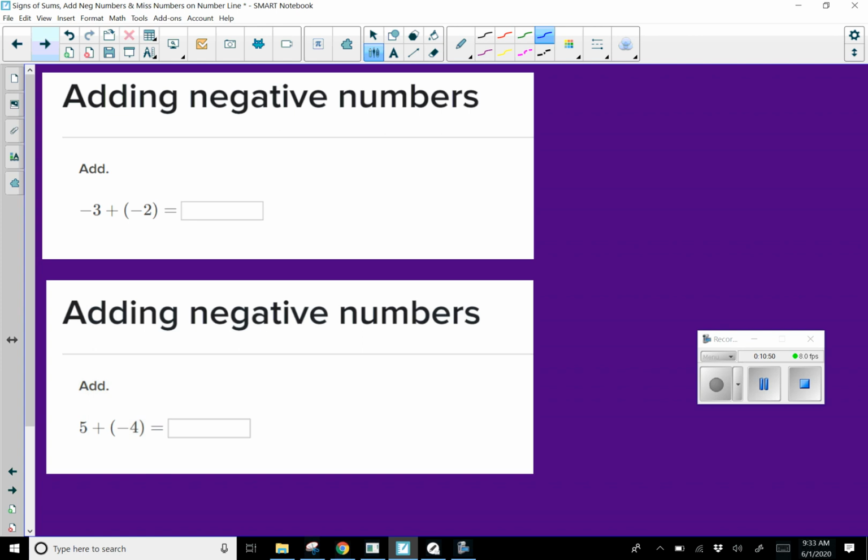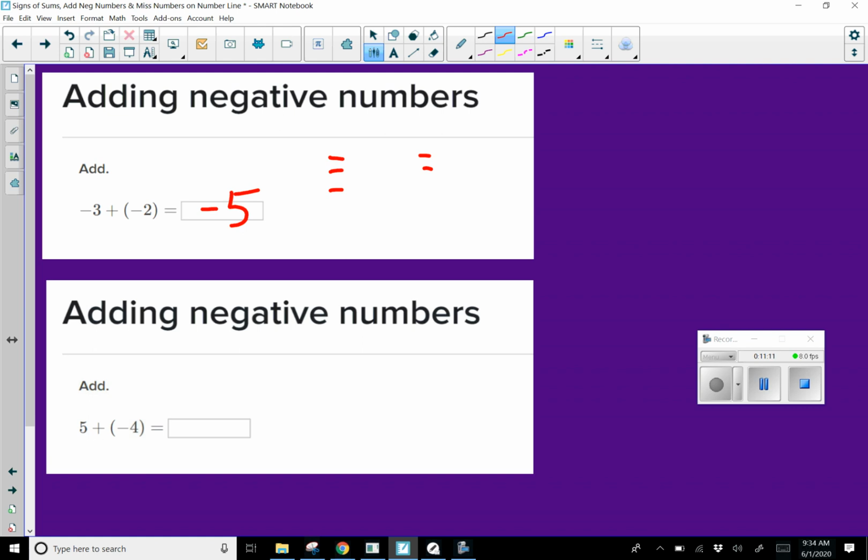Okay, so we've got negative 3 plus negative 2. These are same signs, we add and keep. So 3 plus 2 is 5, and I'm going to keep my negative sign. If we want to draw the negatives, I have 3 negatives plus 2 negatives. There's no zero pairs, so I'm left with 5 negatives total.